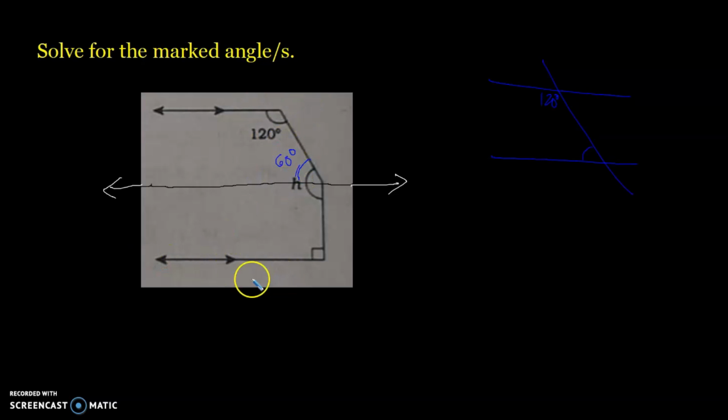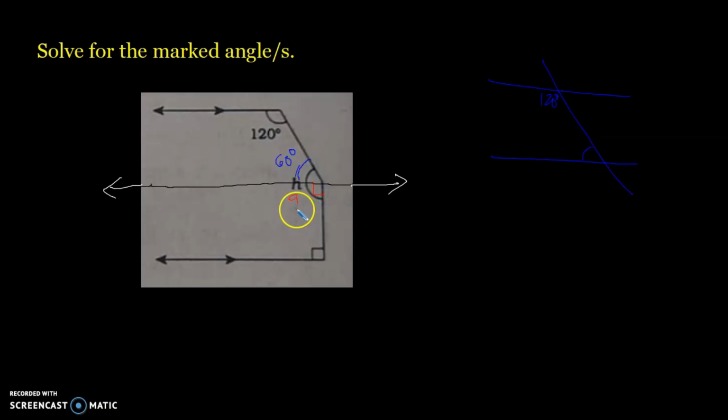This time, tingnan natin yung baba. Isn't it that this is a marking for right angle? And right angle is formed when you have perpendicular lines. So, ibig sabihin, itong horizontal na to at itong transversal natin ay perpendicular. And that also the same thing as this vertical line or this transversal line and the horizontal line that we have drawn. So, ibig sabihin, 90 rin to.